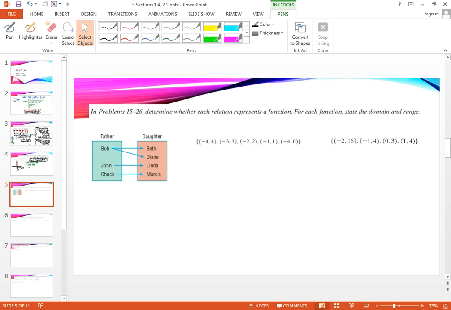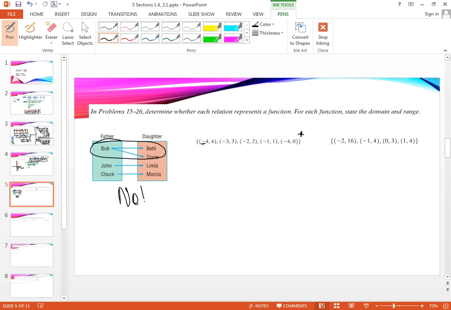All right, so I pulled several. So determine whether each relation represents a function. For each function, state the domain and range. Okay, so for the first one, you've got this box that says father, this other box that says daughter, and Bob is matched with Beth and Diane, John with Linda, Chuck with Marcia. Okay, wait, is it a function? You say no. Why is it not a function? Because Bob is matched with two daughters. Okay, to be a function, each element from the first set can only match with one element of the second set.